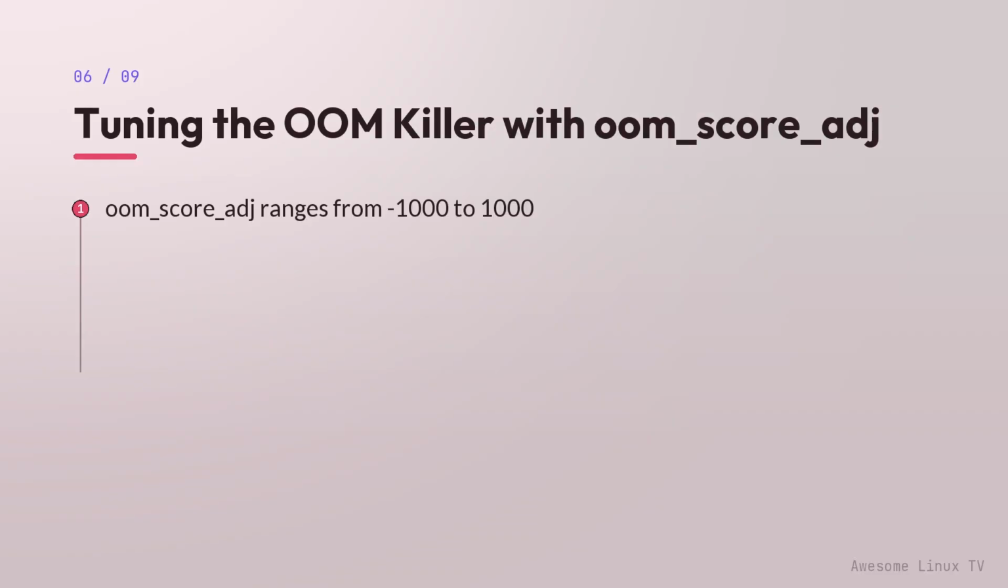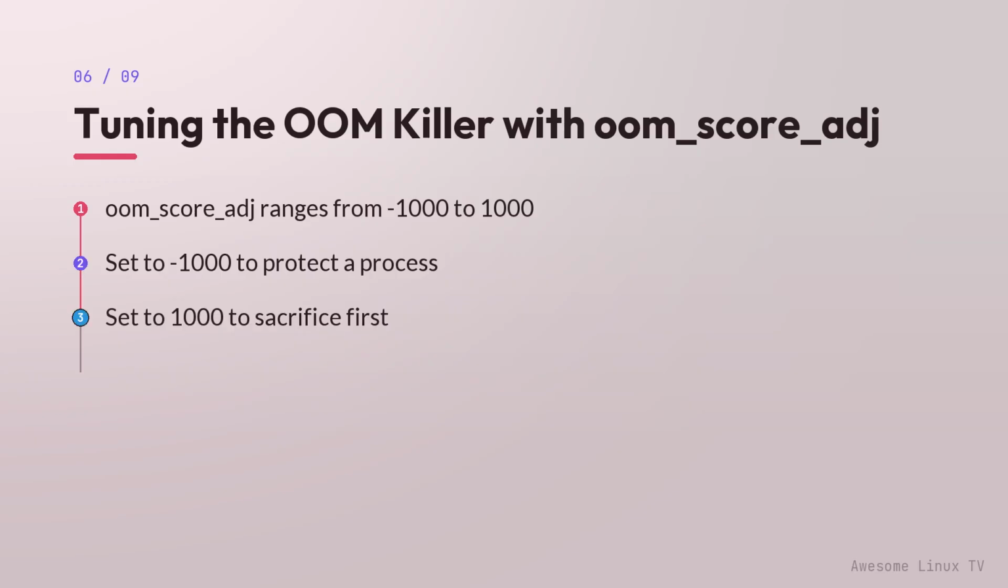You are not powerless against the OOM killer. Every process also has an oom_score_adj file that you can write to. This value ranges from -1000 to +1000 and gets added to the computed score. Setting it to -1000 effectively tells the kernel to never kill this process, which is useful for critical system services. Setting it to +1000 makes a process almost certain to be killed first, which can be a deliberate choice for something like a test workload you would rather lose than your database. Many distributions pre-configure certain system processes with protective negative adjustments.